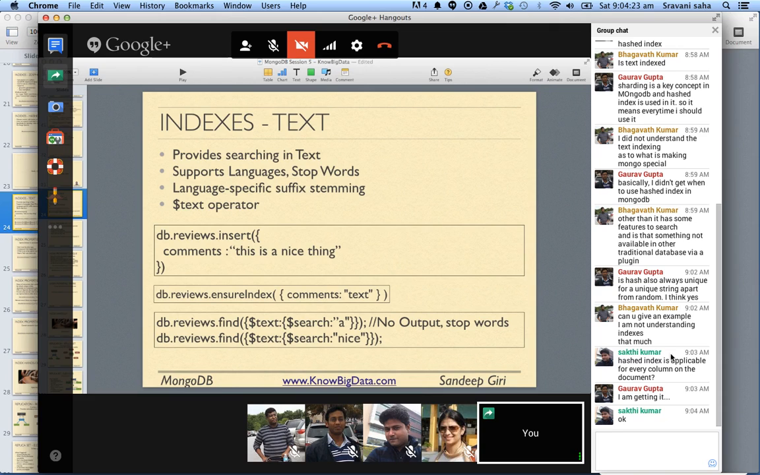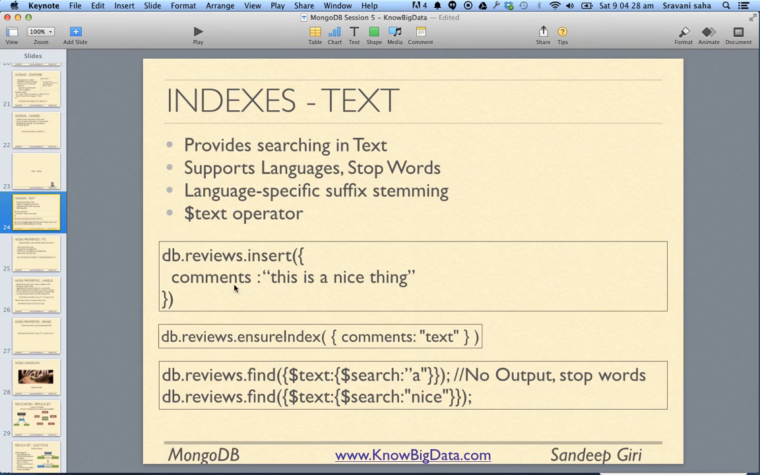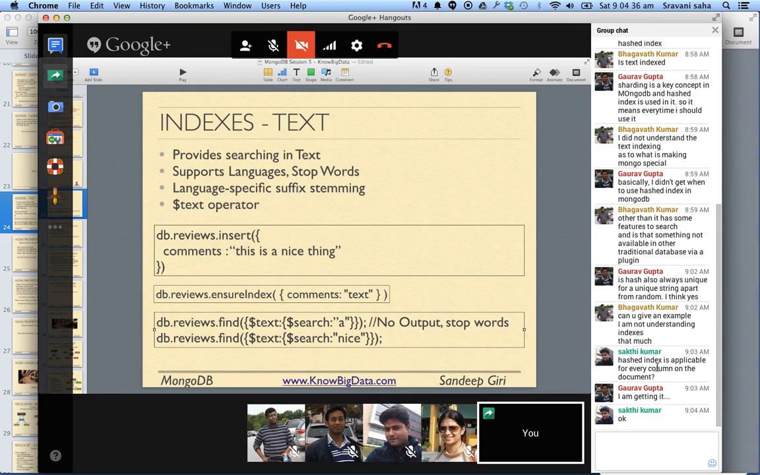Second is text indexes, which Bhagwat is asking about. So this is how you create the index, by saying this, and then you start searching for it. It's as simple as that. If you try to look for something like A, it will say that A is not found.